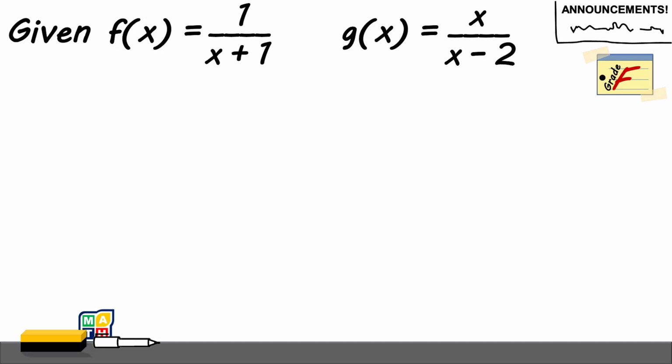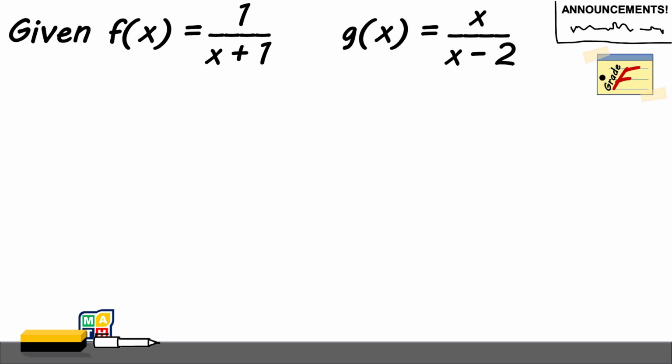Let's consider these two given functions. f of x is equal to 1 over x plus 1, and we also have g of x, which is equal to x over x minus 2. These two functions are considered to be rational expressions because we have variables that can be found in either or both the numerators and denominators.